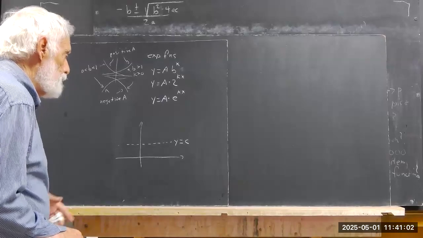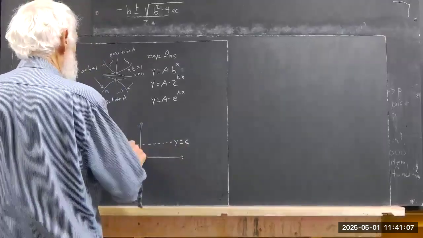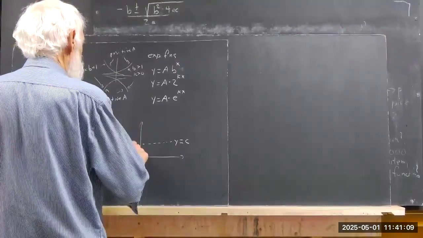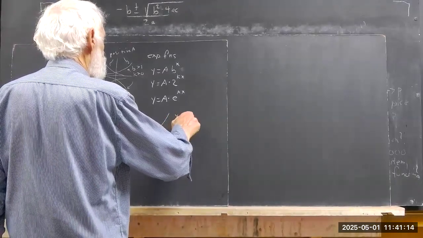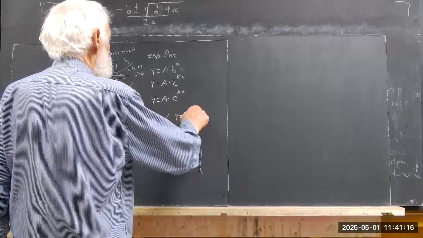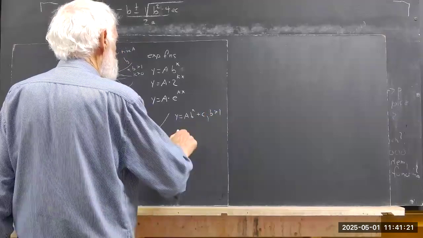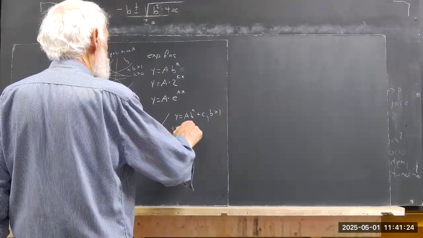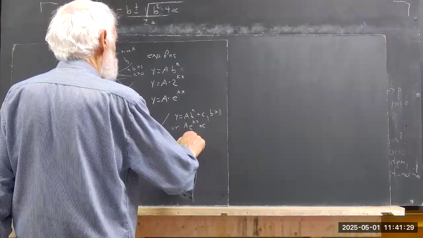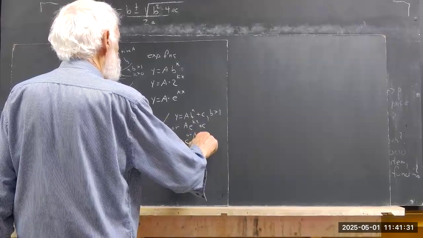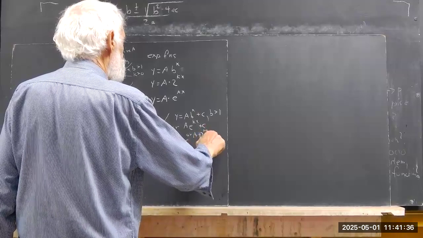So if y equals c is the horizontal asymptote, then this graph, for example, would be y equals a b to the x plus c, if b greater than 1, or a e to the kx plus c, or a times 2 to the kx plus c.